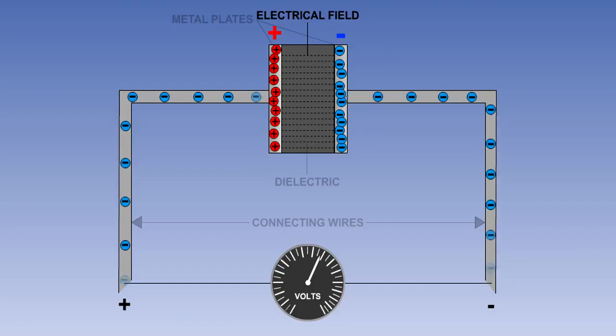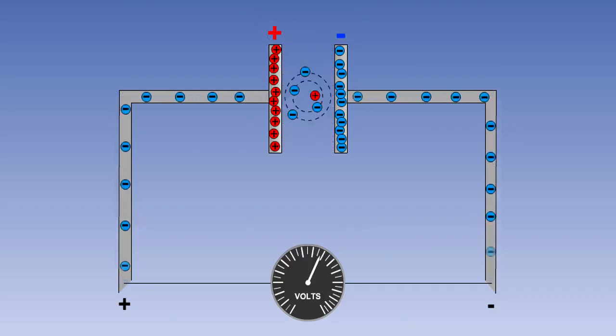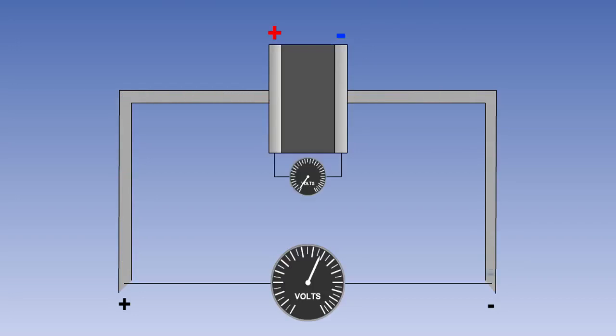The attraction between the oppositely charged plates will produce an electrical field across the dielectric. In this electrical field, the electrons in each atom of the dielectric are attracted to the positive charge and repelled by the negative charge in the manner shown. However, they are too firmly attached to the nucleus for any to escape. Once the charge voltage across the plates equals the supply voltage, the flow of electrons will stop.